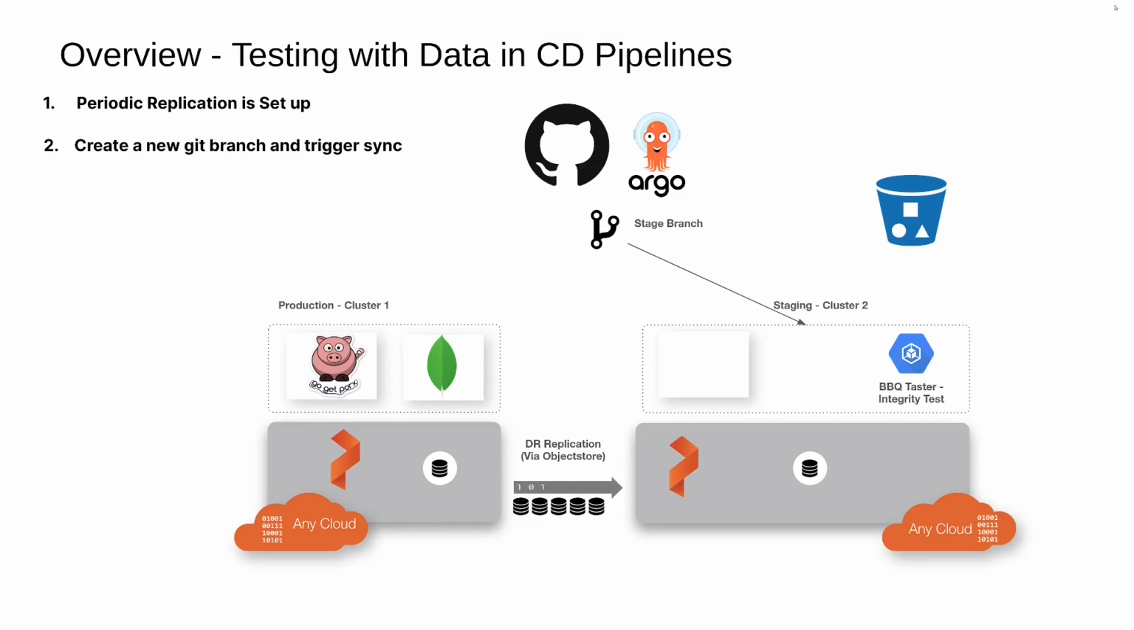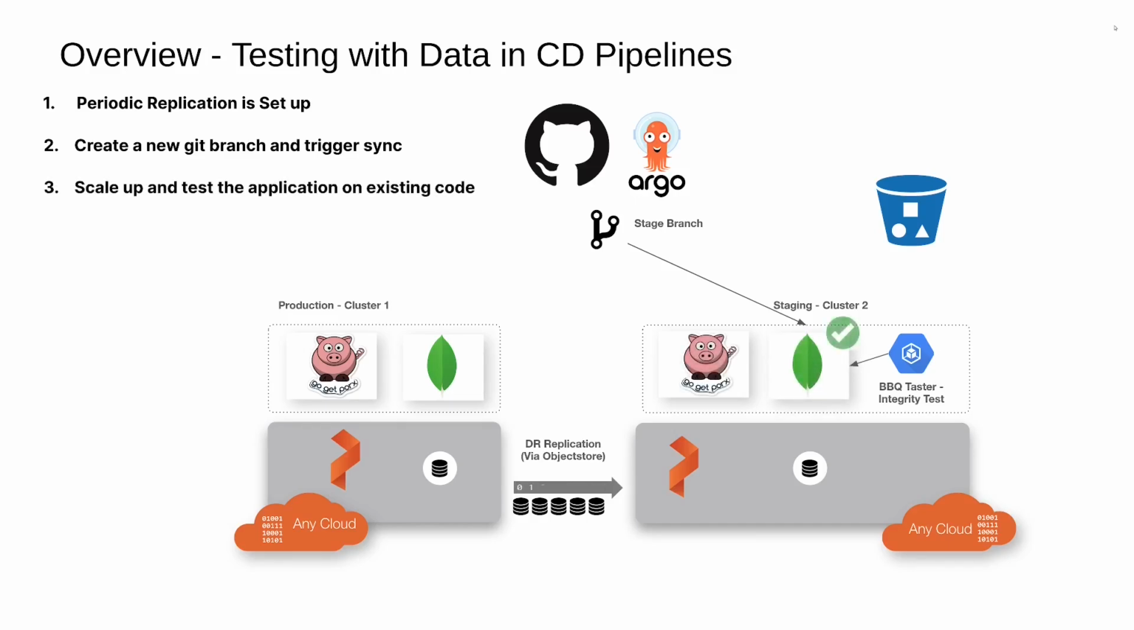What we're going to do is actually create a staging branch and trigger a synchronization of the application that is running on the staging cluster. Now remember, it already has an up-to-date copy of all of the data. It also is presumably synced to the same version of Portworx Barbecue and MongoDB that is in the production cluster. We're going to scale up the application and test on the existing code base, again, with the existing data set that mirrors production. This is then recorded in an object store, our test results.